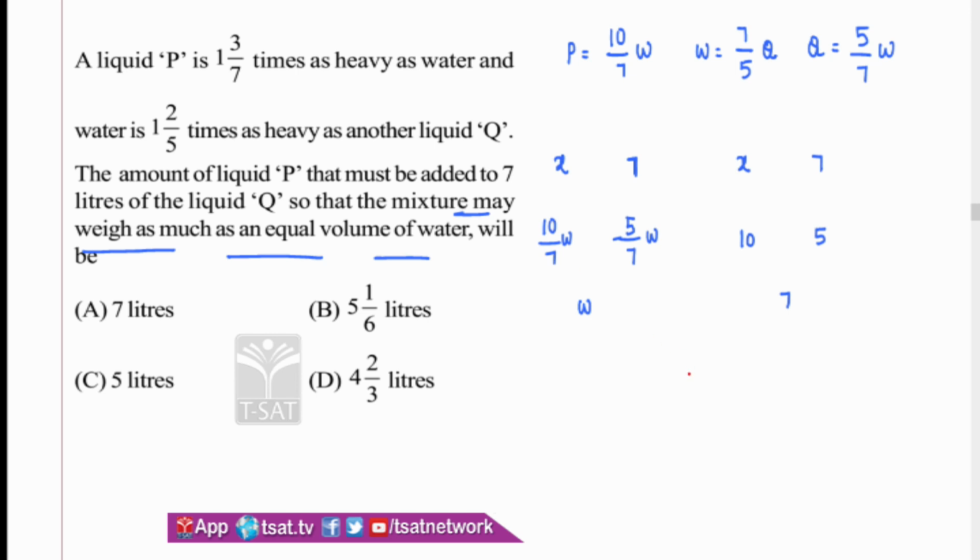So the formula says N1, that is X. The difference between these two is 3. N2. The difference between these two is 2. So X is equal to 14/3, which is 4 2/3. So how many liters? 4 2/3 liters of the mixture.